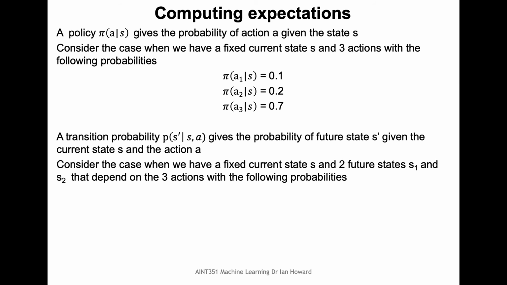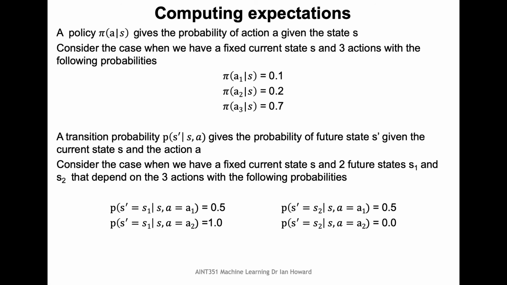So let's now consider the case where we've got 2 future states, S1 and S2, that depend on the 3 actions we've got up here, A1, A2, A3. Let's just say, as an example, we're in state S and we take action A1. It defines that we go to state S1 with probability 0.5, and we go to state S2 with probability 0.5.